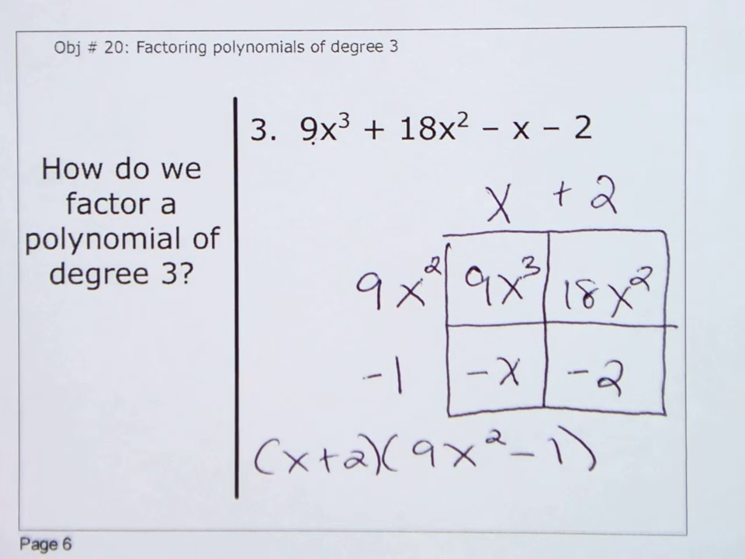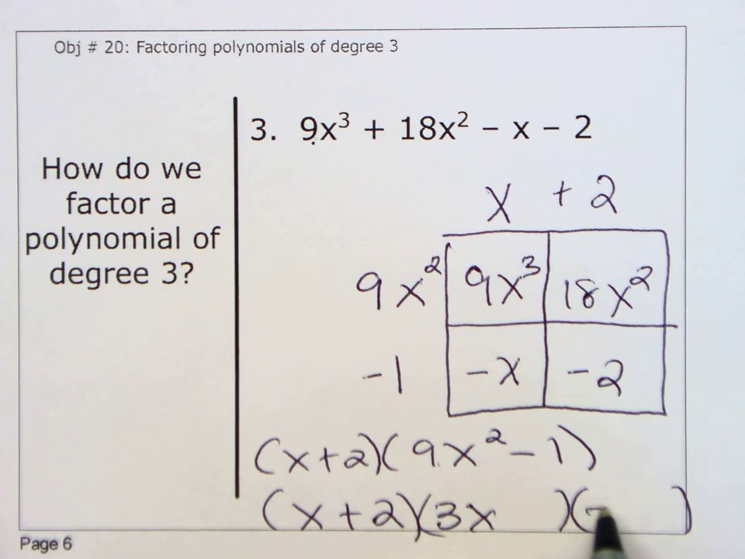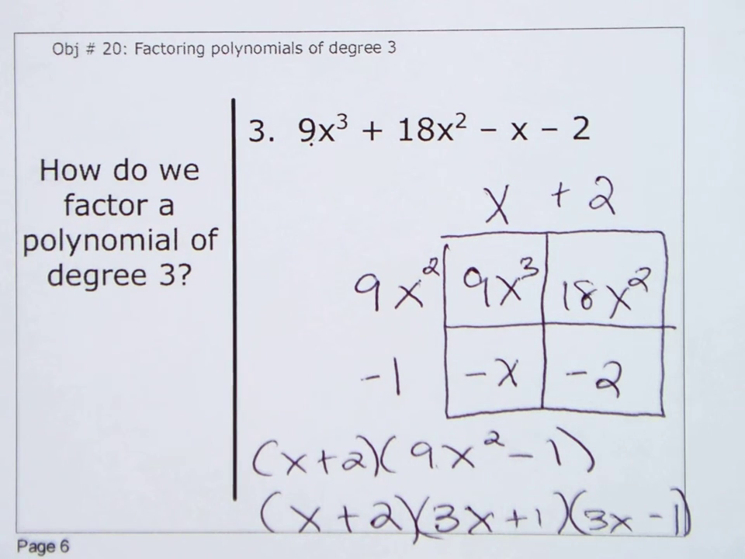Now, can I do a difference of squares for this one? Yeah. The second one, 9 is a perfect square, 1 is a perfect square. X plus 2, what times itself is 9? 3x and 3x, plus 1, minus 1. And we're done. Okay. One more.